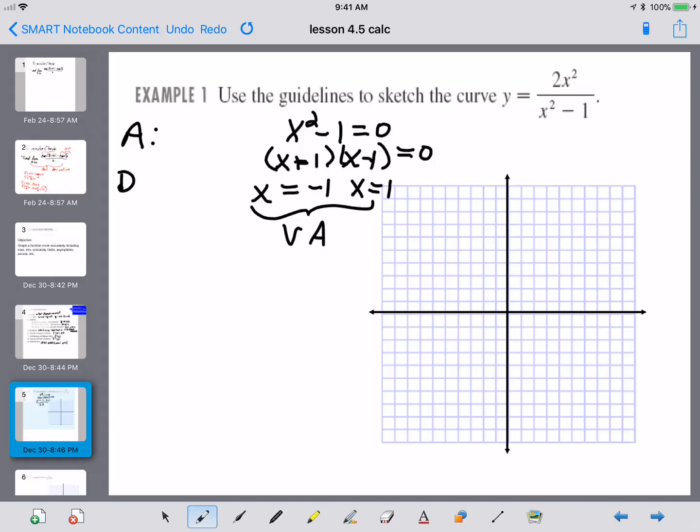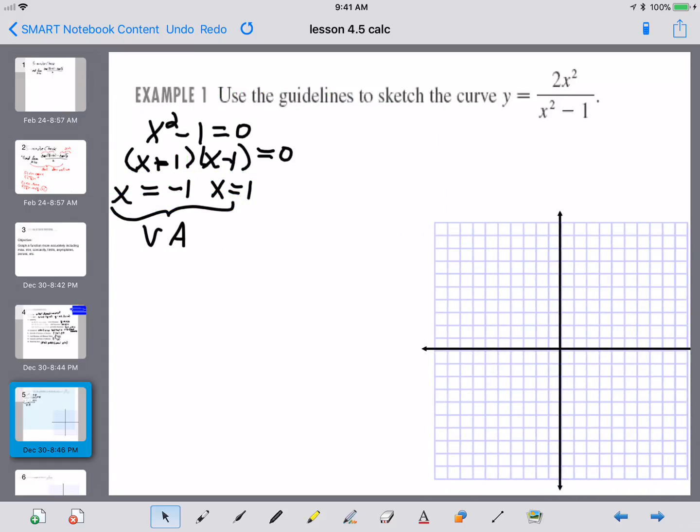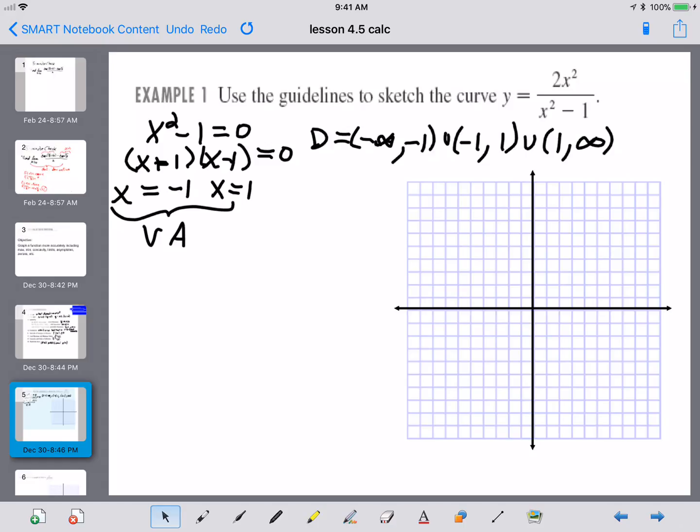So our domain is going to be negative infinity to negative 1, union 1 to infinity. No, I skipped a little spot. Let me put it where negative 1 to 1. Let me move this over so we have room. So our domain goes from negative infinity to negative 1, jumps over that asymptote, goes from negative 1 to positive 1, jumps over that asymptote, and can keep going. We should have 3 sections of the graph, just like our domain has 3 sections in it.